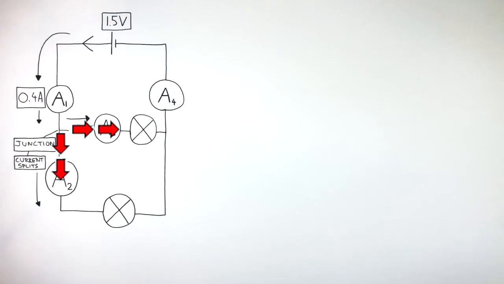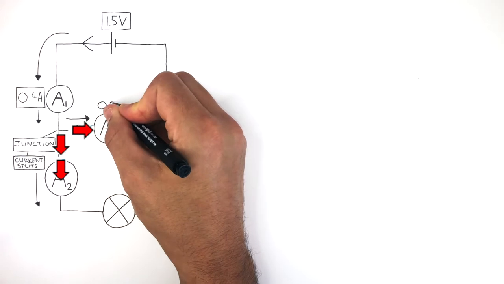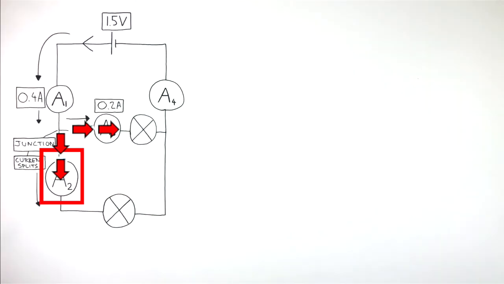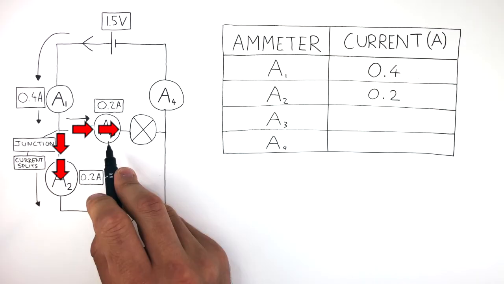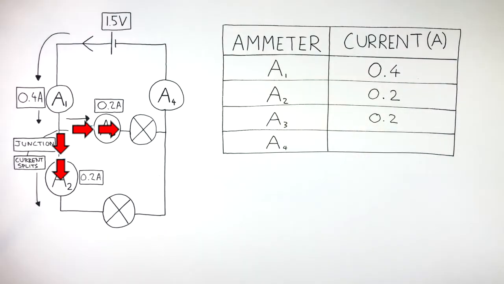So in this example, the current does split in half, where ammeter 3 measures a current of 0.2 amps, and ammeter 2 also measures a current of 0.2 amps. So here's a table showing the ammeter and the current reading at each ammeter. Ammeter 1 we know has a current of 0.4 amps. Ammeter 2 has a current of 0.2 amps, and ammeter 3 has a current of 0.2 amps.